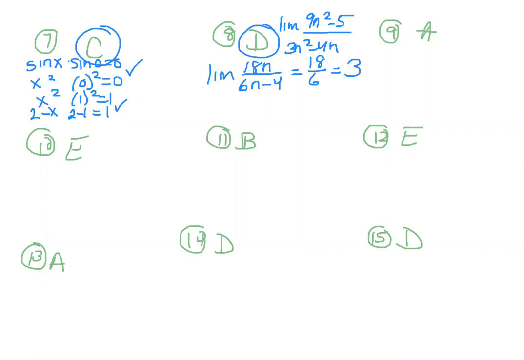Or you can do that thing where you look at the ratio of the leading coefficients for the horizontal asymptotes. So it'd be 3/1, which is 3.